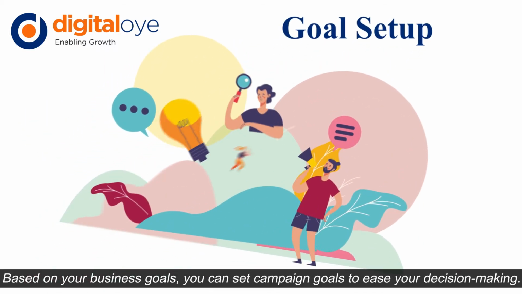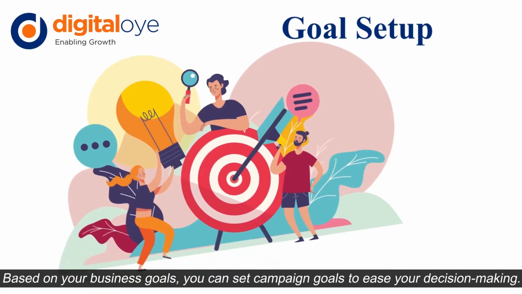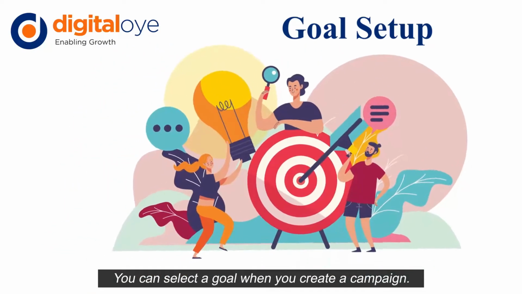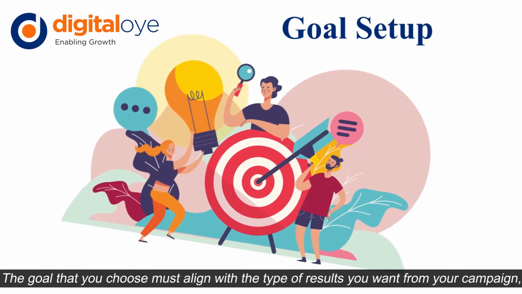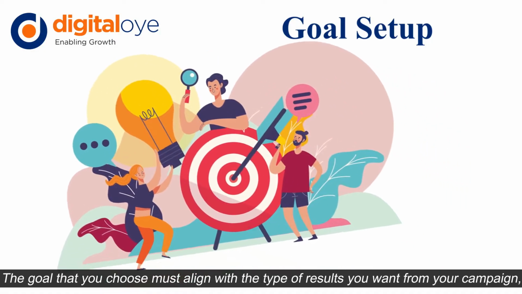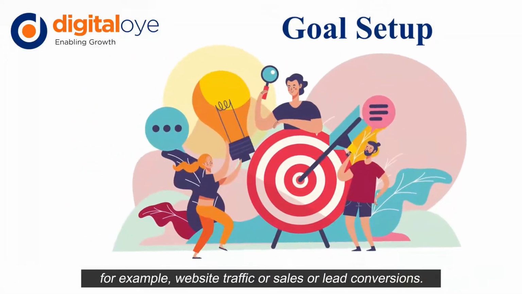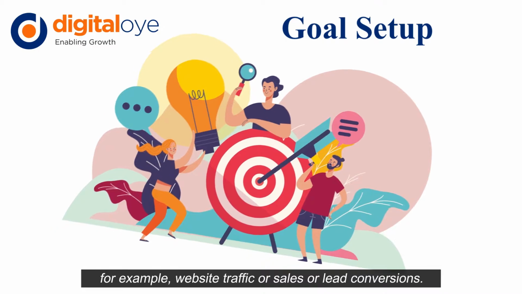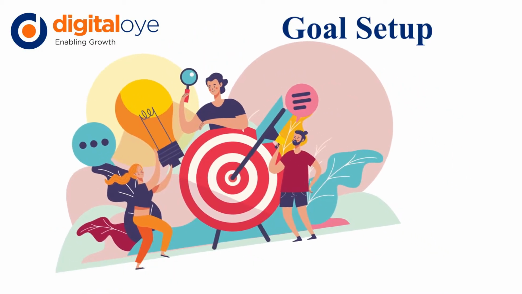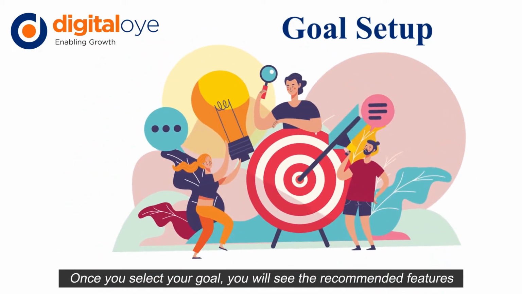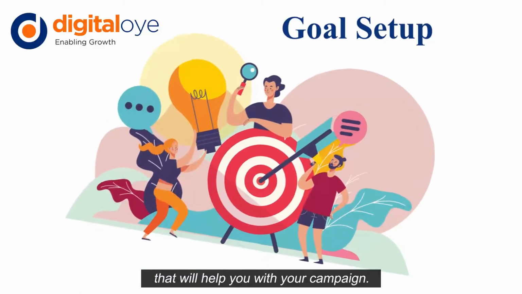Based on your business goals, you can set your campaign goals to ease your decision making. You can select a goal when you create a campaign. The goal that you choose must align with the type of result you want from your campaign, for example, website traffic, sales, or lead conversions. Once you select your goal, you will see the recommended features that will help you with your campaign.